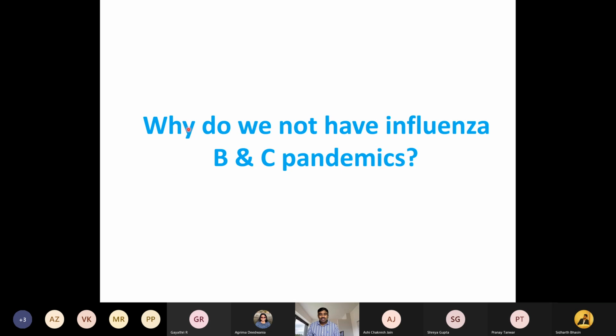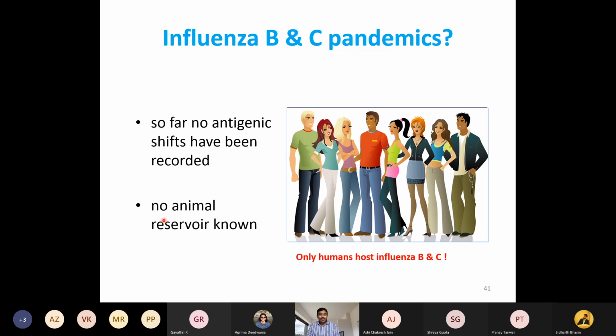Then I told you that the reassortment is primarily in influenza virus A and not in B and C. We also don't see pandemics in influenza virus B and C. Anybody want to take a guess as to why this could be? Possibly because reassortment is not taking place. You're right. It's primarily because there are no animal reservoirs. You get that? There are no animal reservoirs. At least there is one exception to this rule, and I'll tell you by the end of today's class, hopefully. But in general, you can take it as no animal reservoirs.